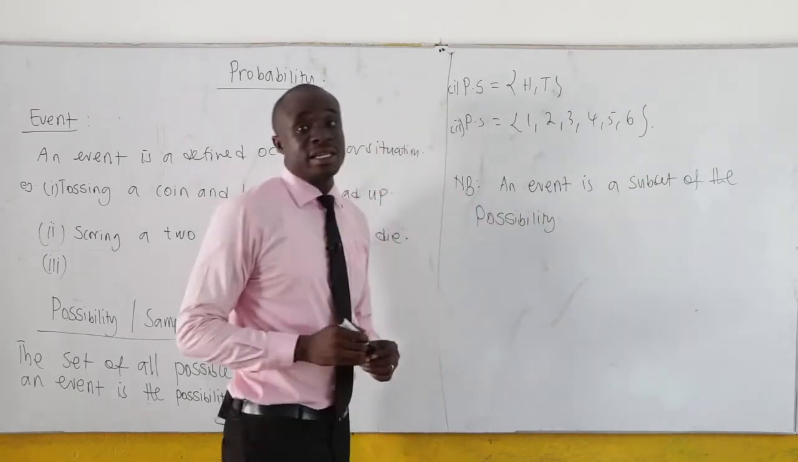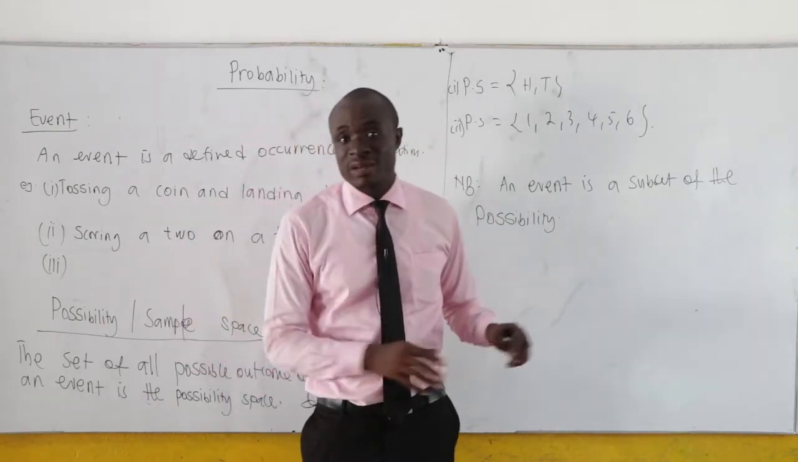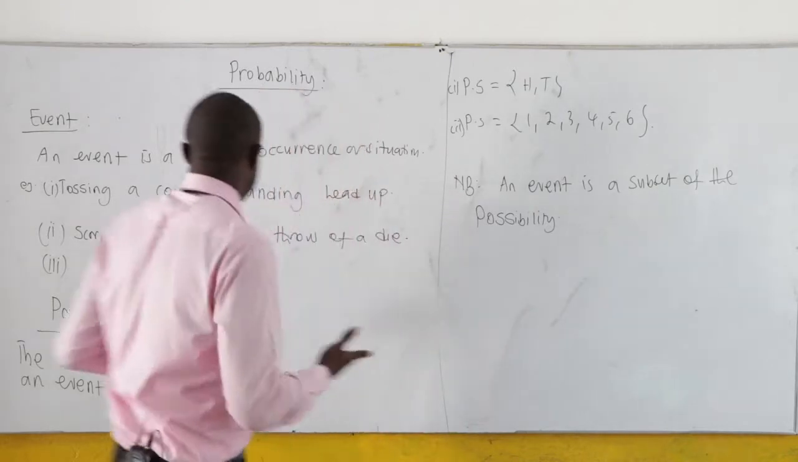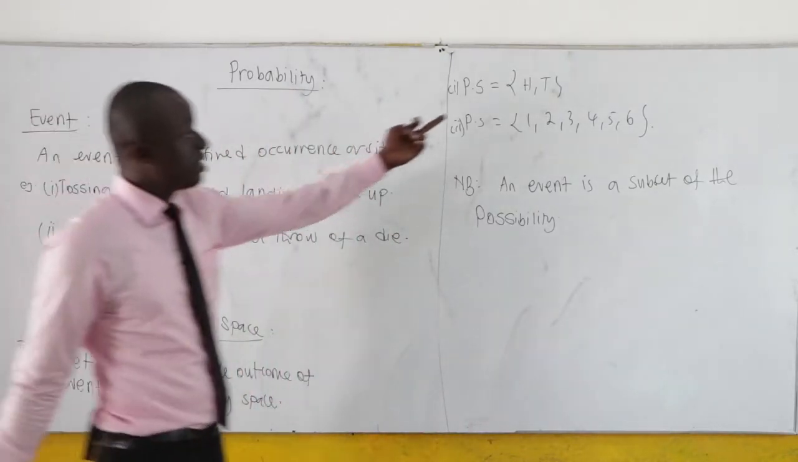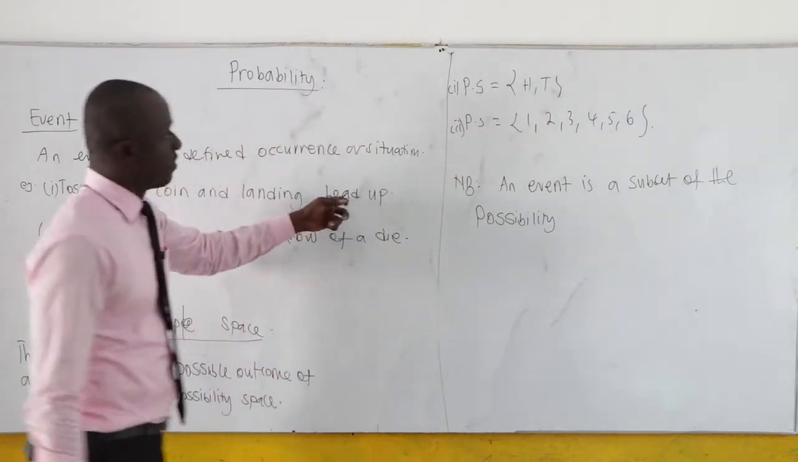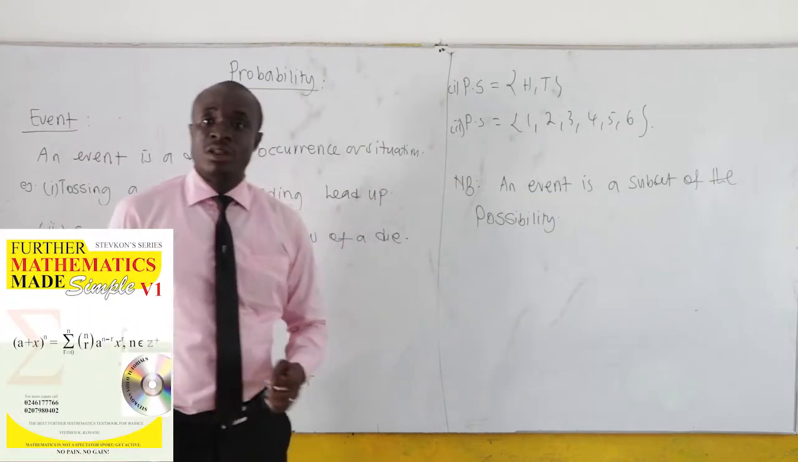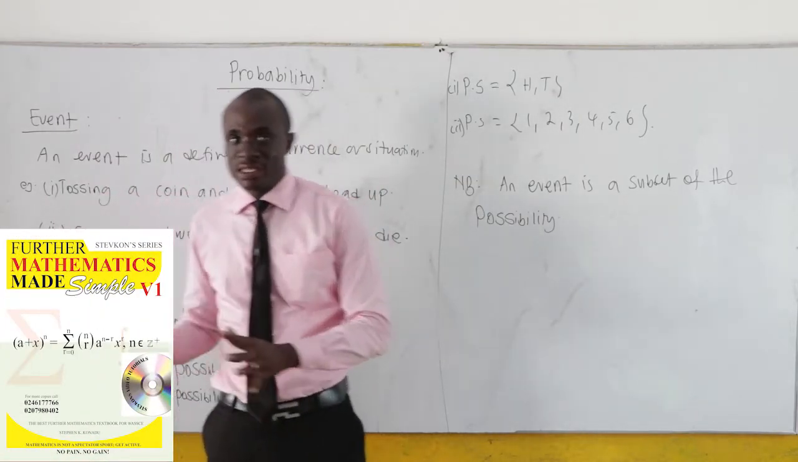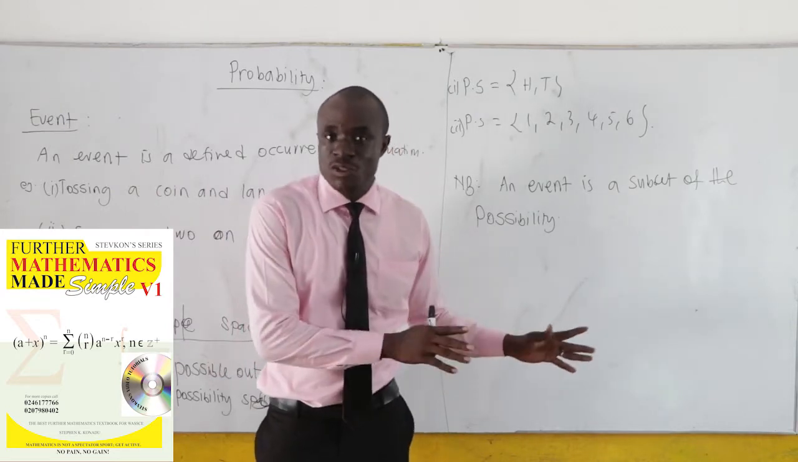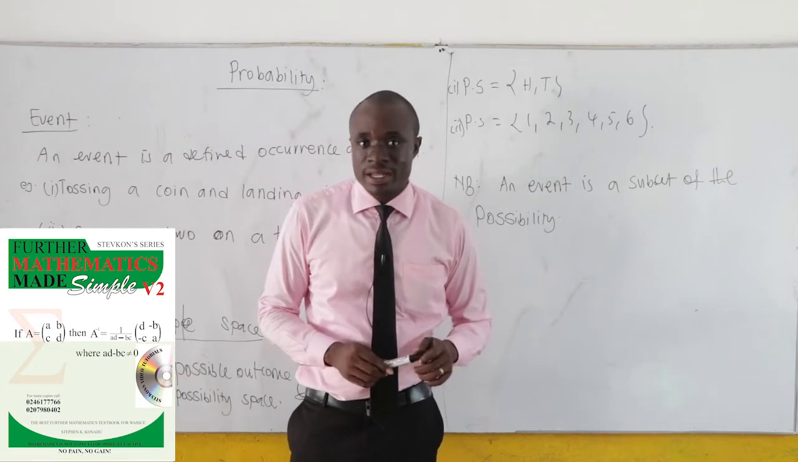We know that a set A is said to be a subset of set B if all the elements in A can be seen in B. And here, clearly, in the possibility space we have head and tail, and then in the first one, we have head up. So clearly, it is a subset of that. And then the 2 is also a subset of the second one. So we know what an event is. We know what the possibility space is. It is so important for us to understand this.